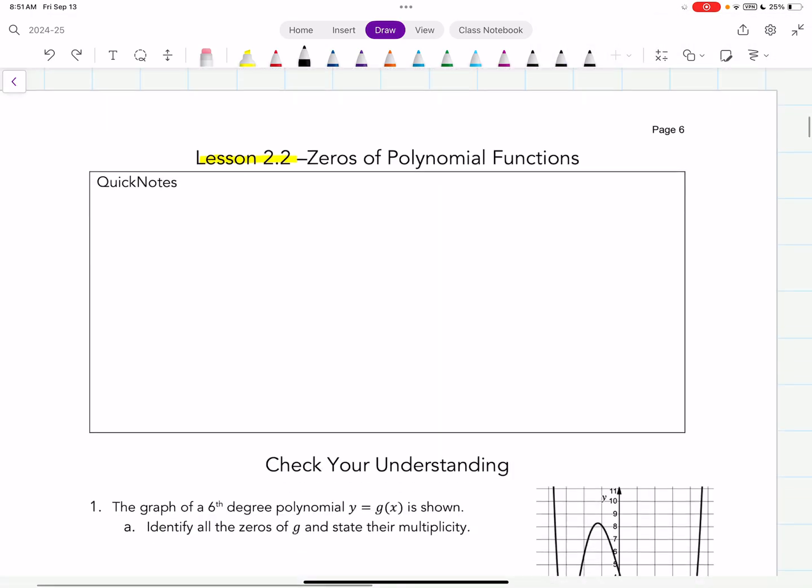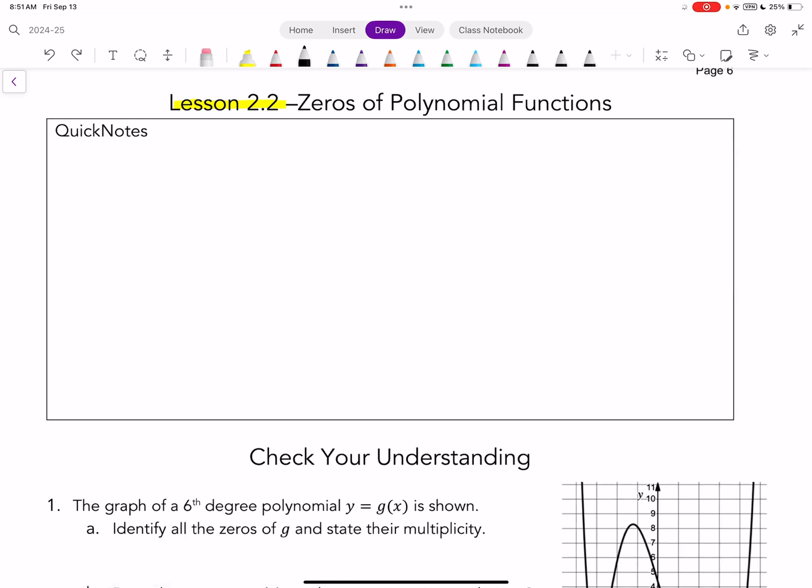So let's summarize it here in the learning targets. This is the part that I didn't get to in class. Let's just summarize it. We have our first learning target, which deals with the multiplicity of the function. Multiplicity is a fancy word for a simple concept. We're going to refer to that as k.